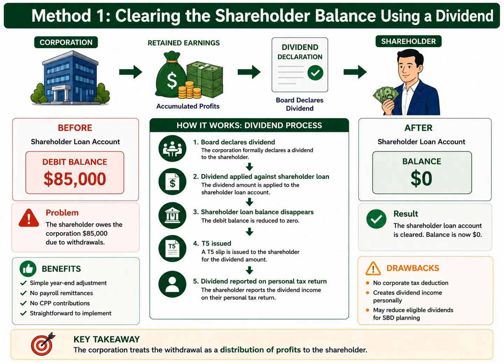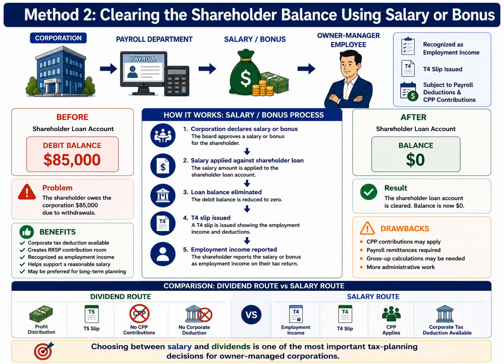In other words, the corporation is effectively saying, rather than treating this as money owed back to the company, we will treat it as profits distributed to the shareholder. For many owner-managed corporations, using a dividend is one of the most common ways to clear a shareholder loan balance at year-end. The second major method for clearing a shareholder loan balance is to use a salary or bonus.